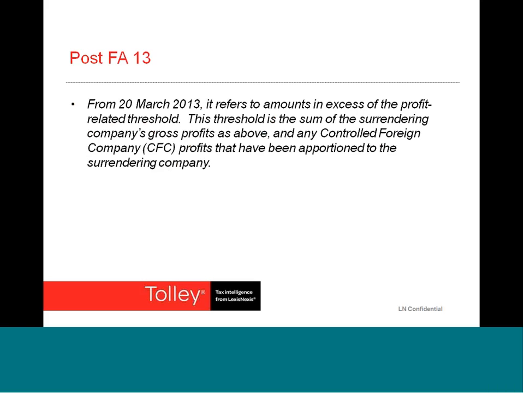Now, this threshold is the sum of the surrendering company's gross profit, so that's just what we've been looking at before, but also any controlled foreign company profits that have been apportioned to the surrendering company. So if there's a controlled foreign company element going on in there and our company has had some of its profits apportioned to it, that's going to affect these excess amounts that can be group relieved.